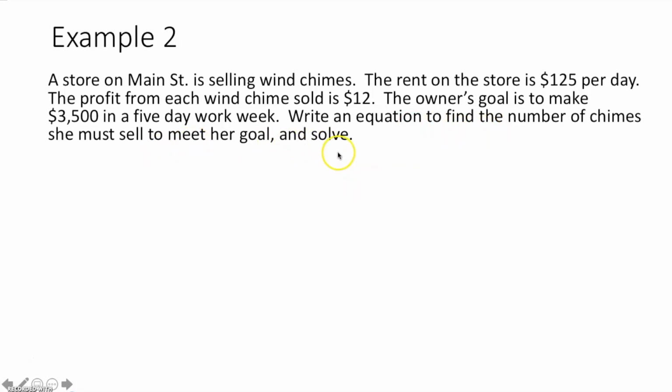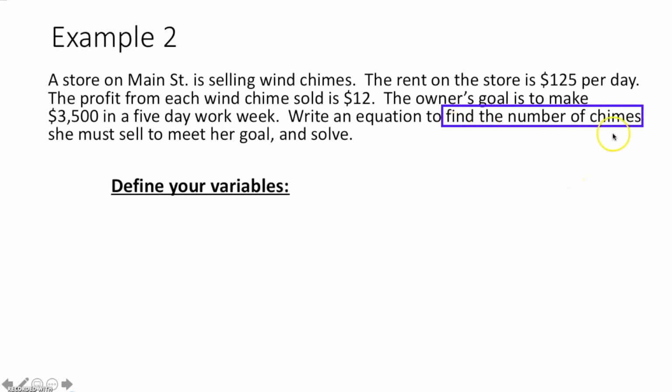Okay, let's do this. Step 1, we're not scared. We're ready to go. So step 2, we need to find what this problem is asking. So what are we trying to find? Find the number of chimes. Boom, done. Step 3, define our variables. So we're going to use this, find the number of chimes. So C is equal to the number of wind chimes. Sweet. Now we're going to write our equation.